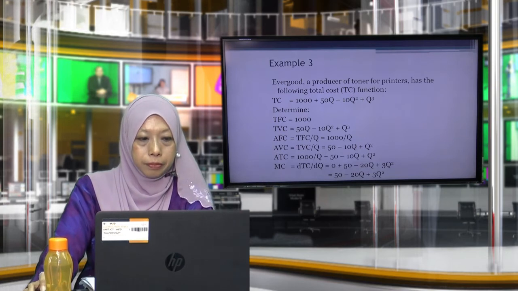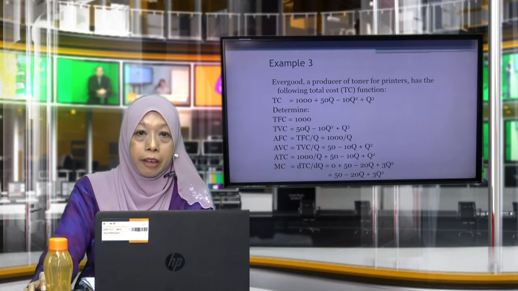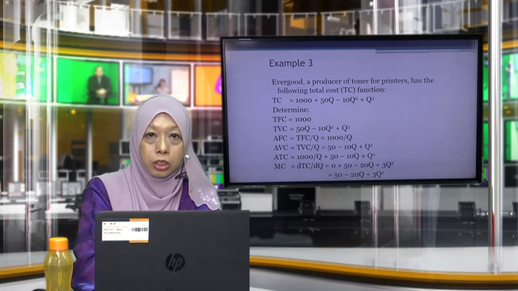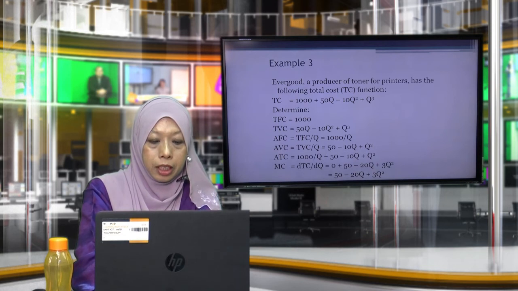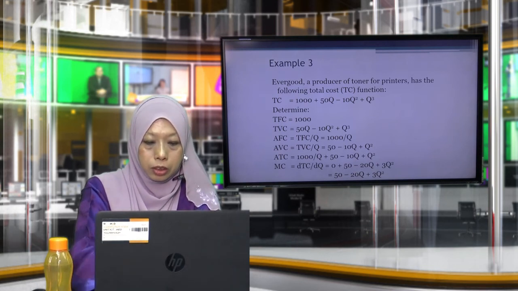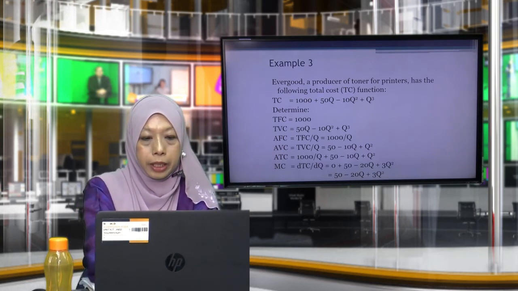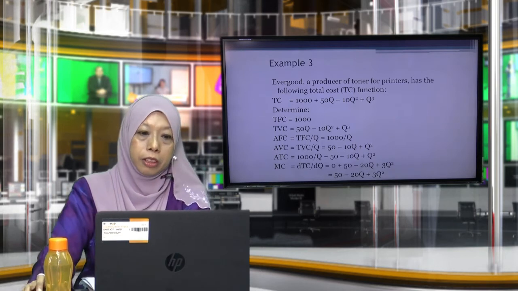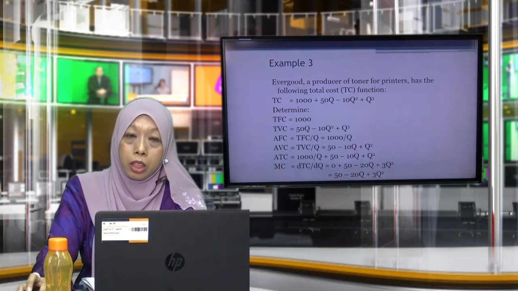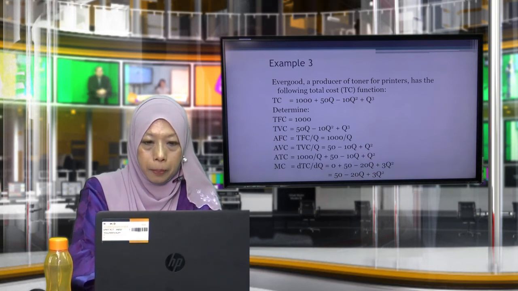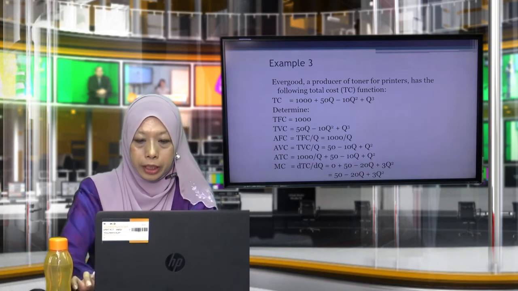The second question wants you to derive the average total cost function. Average cost or average total cost is the same thing. Average total cost is total cost divided by Q. So that means you have to divide each one of the components of the total cost by Q. So 1000 over Q plus 150 minus 8Q plus 0.4Q squared.